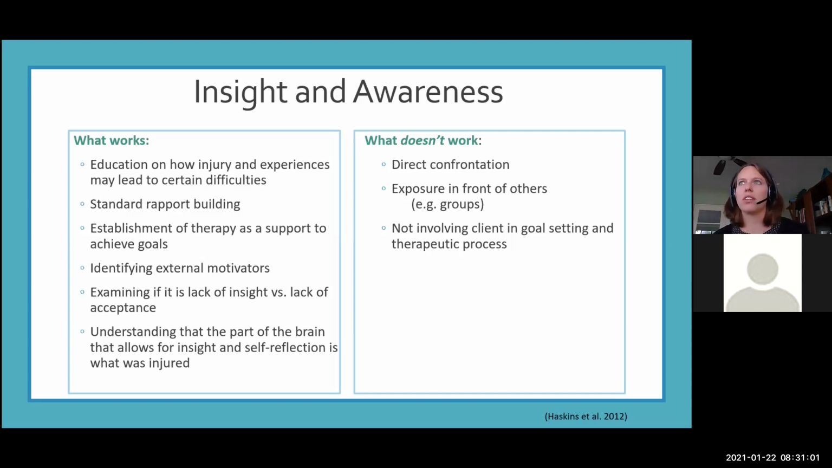And then not involving the client in the goal setting process. Sometimes that can be tempting if the person doesn't seem to have insight. Like, I know they have a problem with following through on things, but if that's not their goal, then you're going to need to find a way to work that in or work in the middle. But if you're only working on your goal as the clinician, it's going to be really hard for the client to get on board, especially if they can't see why or the purpose of it.